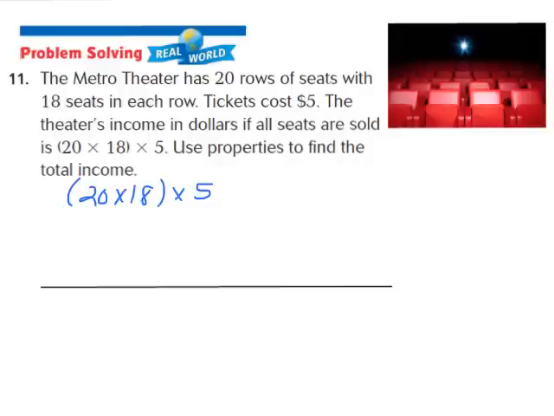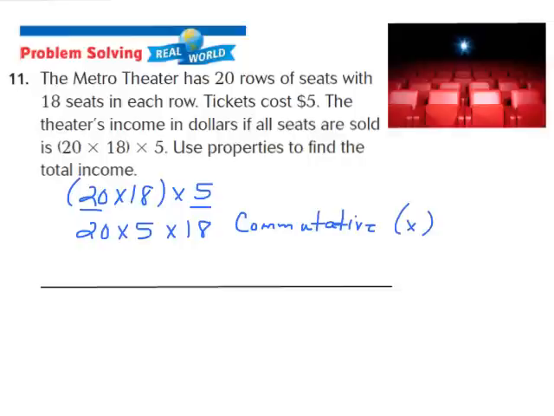And what I see is I have a 20 and I have a 5. And I know that those numbers would be two numbers to work with very easily. So I'm going to now rewrite this as 20 times 5 times 18. And when I change the order of the factors in a multiplication problem, that illustrates the commutative property. Now, I'm going to rewrite this, and I'm now going to group my 20 times 5 together times the 18. And when I talk about grouping or changing the grouping, that now deals with the associative property.